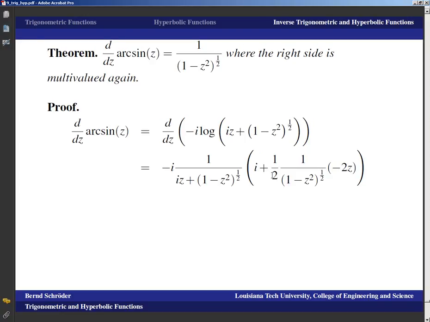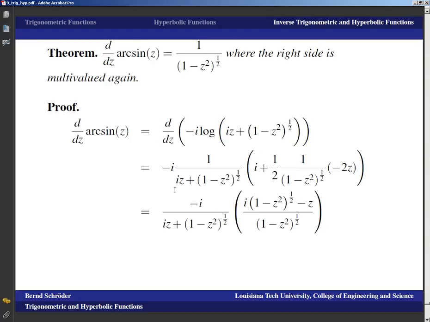And now we can cancel the 2's here and put the i on a common denominator. So we get negative i times the term in front is this. And then we have i times the denominator here minus z. And we realize now negative i times negative z is iz. And negative i times this thing is negative i squared, which is just 1, times 1 minus z squared to the 1/2, which is this thing.